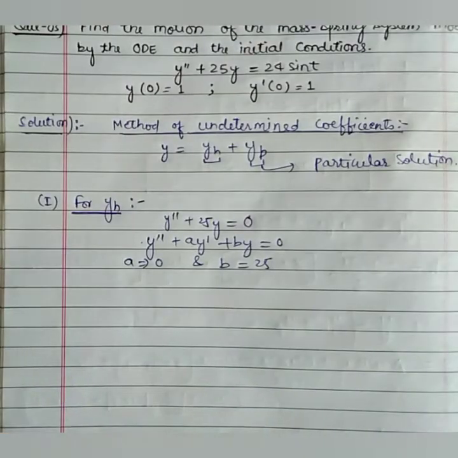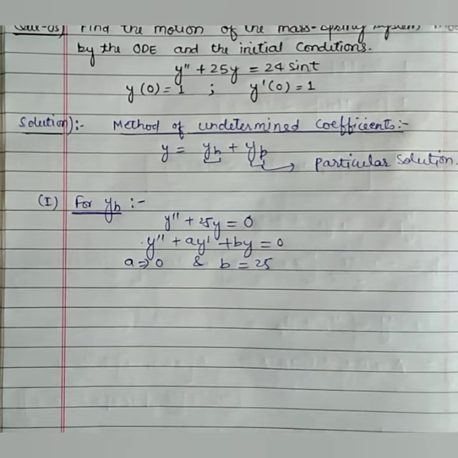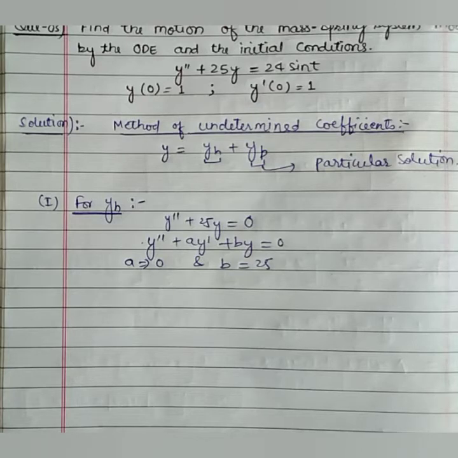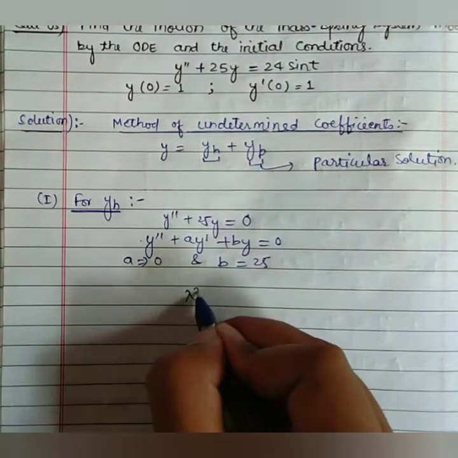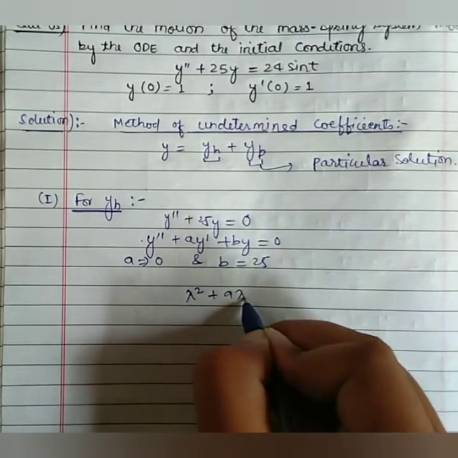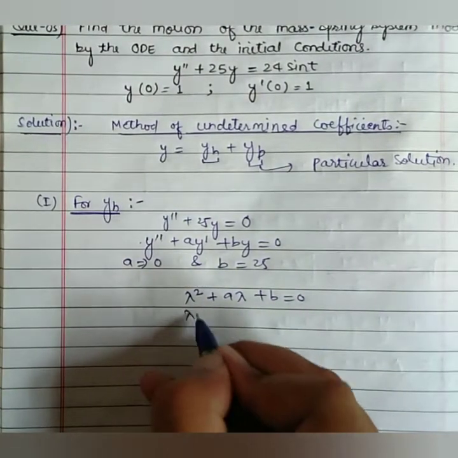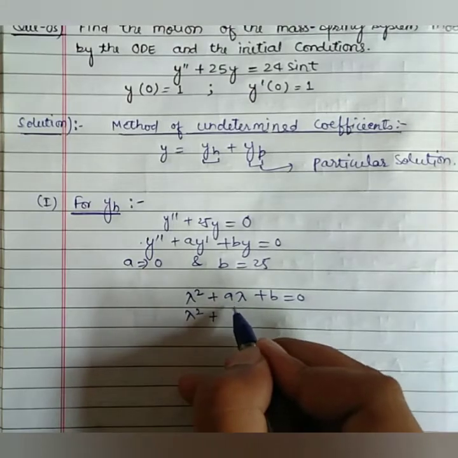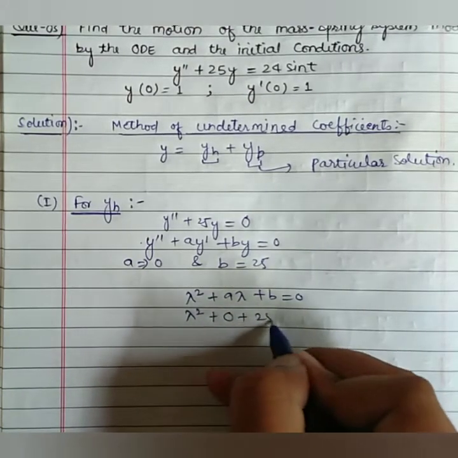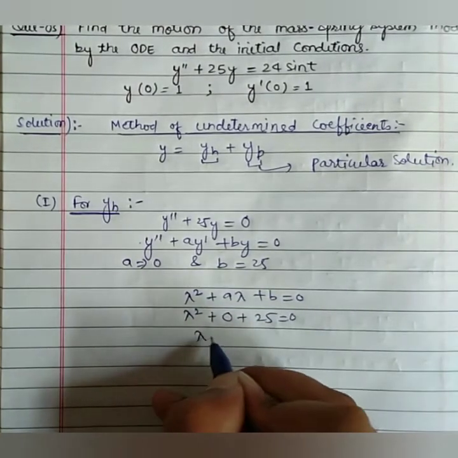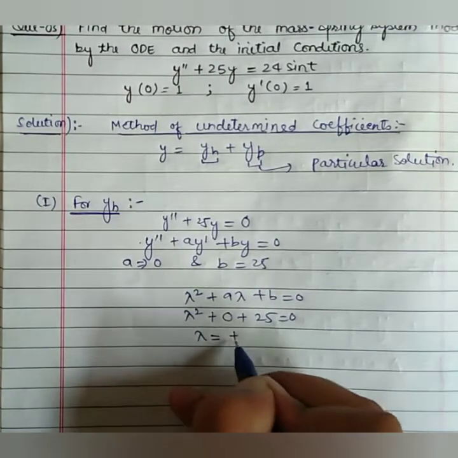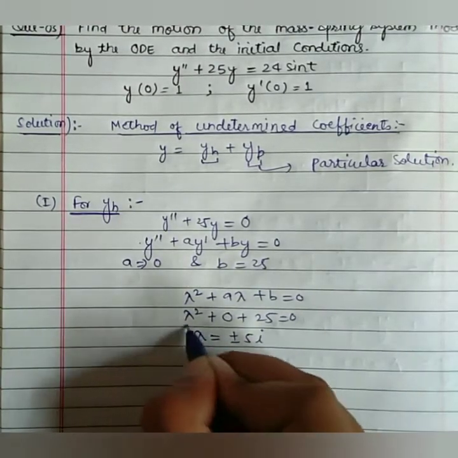In order to find the solution of yh, we first have to solve its auxiliary or characteristic equation, which is of the form lambda square plus a lambda plus b equals 0. Now when we put the values, lambda square plus 0 plus 25 equals 0. When we solve, lambda comes out to be plus minus 5 iota.